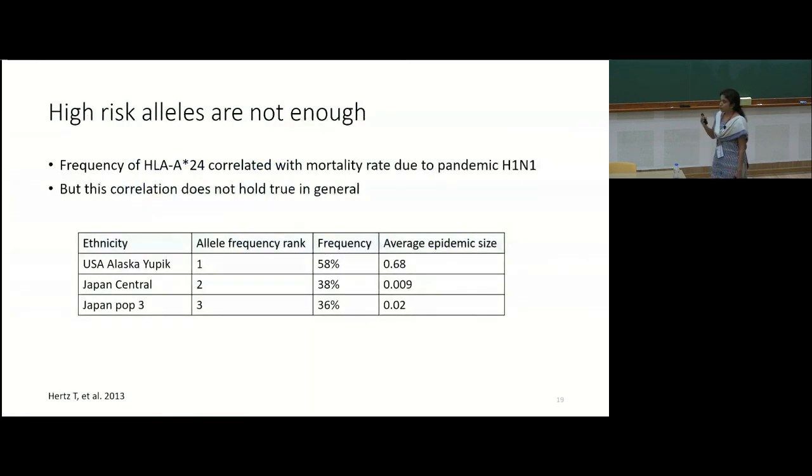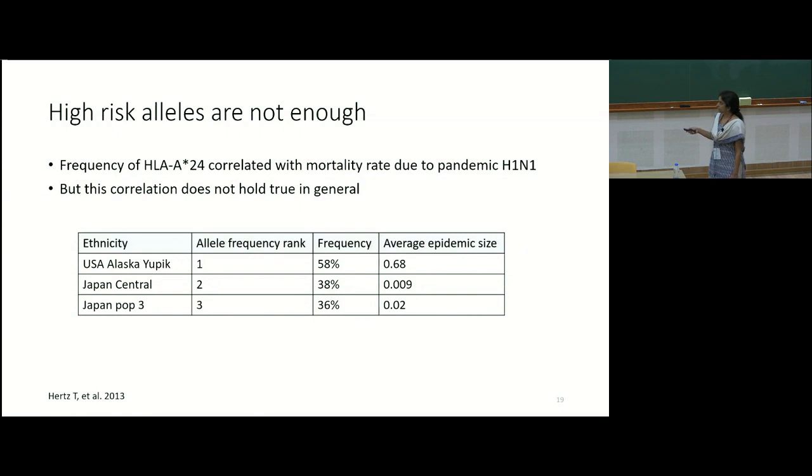But we can go far beyond just epidemic size predictions, since we have worked with actual genetic information from both the host and the pathogen. Now, when the 2009 epidemic took place, one of the analyses that was carried out was the identification of high-risk alleles. This particular allele, HLA-A*24, was found to correlate with mortality rate due to the pandemic H1N1 virus. In our data, we find that this correlation does not hold true in general.